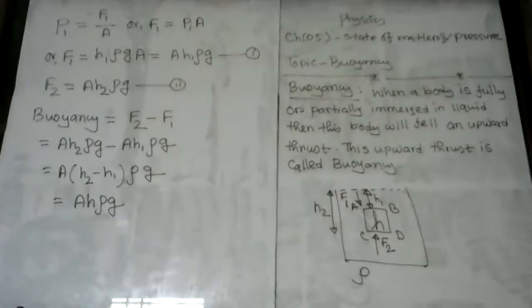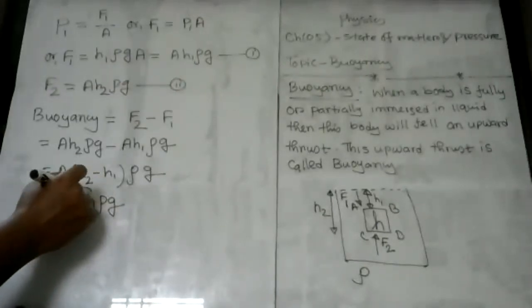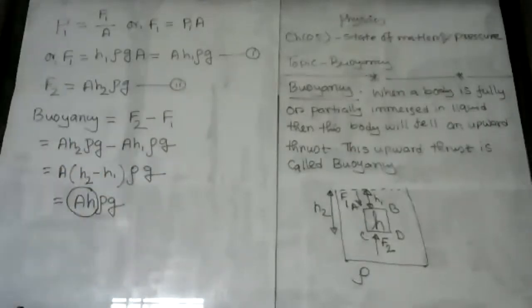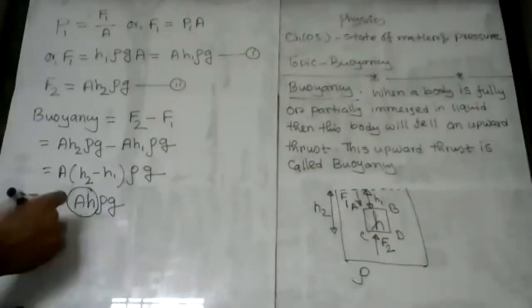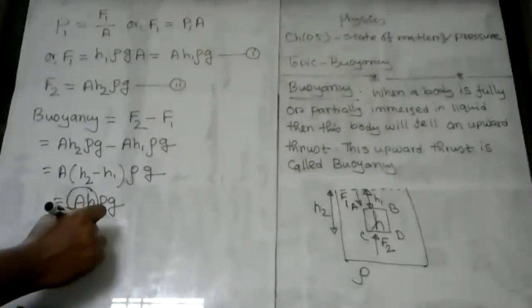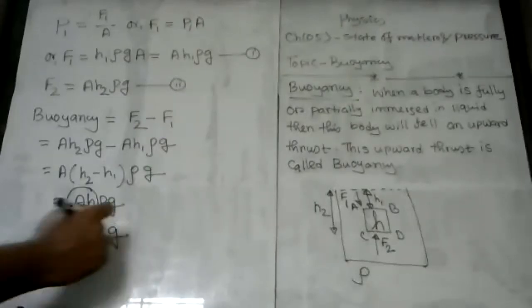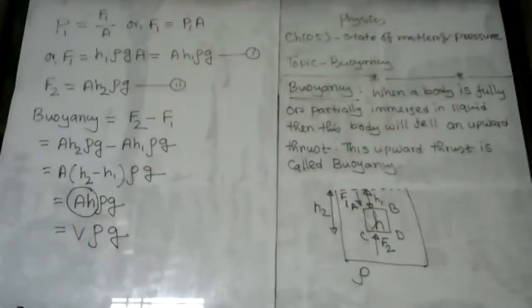So this AH rho into g is nothing but the buoyancy force. You know that here A is the area of cross section and H is the height. So area of cross section into height is nothing but the volume, then rho into g. So this is the formula for buoyancy.